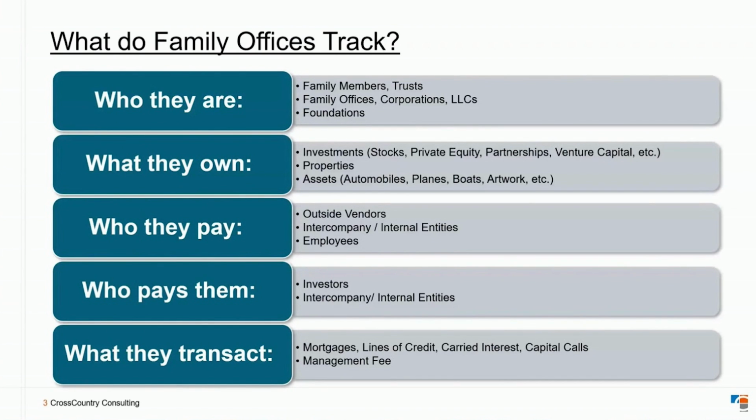If you're in the family office space, you've heard the phrase, if you've seen one family office, you've seen one family office. Yes, everyone is different, but they all seem to track the same things. They track their family members, trusts, and foundations. They own hard assets and investments. Just like any business, they pay bills to their vendors and employees, and they receive funds as well. They also have mortgages, lines of credit, capital calls, management fees, you name it.